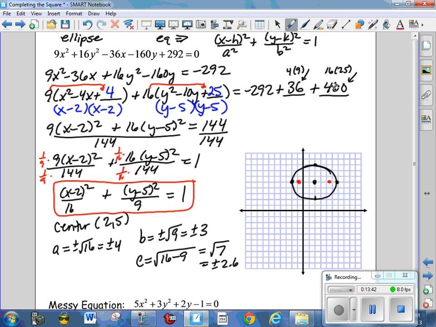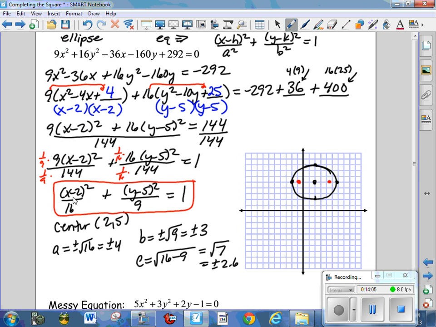Then when we combine the terms on the right-hand side, you should get 144. Dividing both sides by 144, you end up with 9 over 144. If I multiply 1/9 times 9 and 1/9 times 144, I end up with 1 over 16. 1/16 times 16 and 1/16 times 144, I end up with 1 over 9. That was kind of handy.